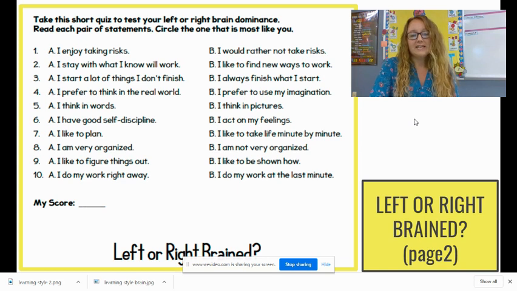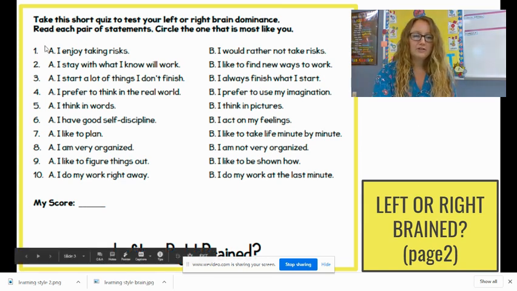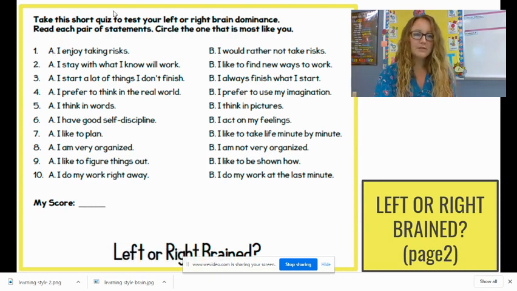So right now, you're going to take the time to read through these 10 statements. And when you look at the screen, you'll either circle A or you will circle B. So in example number 1, A, I enjoy taking risks, or B, I would rather not take risks. So think about you as a learner. Do you like taking risks, or even in your everyday life? Do you like taking risks, or would you rather not take risks, go with what you know?